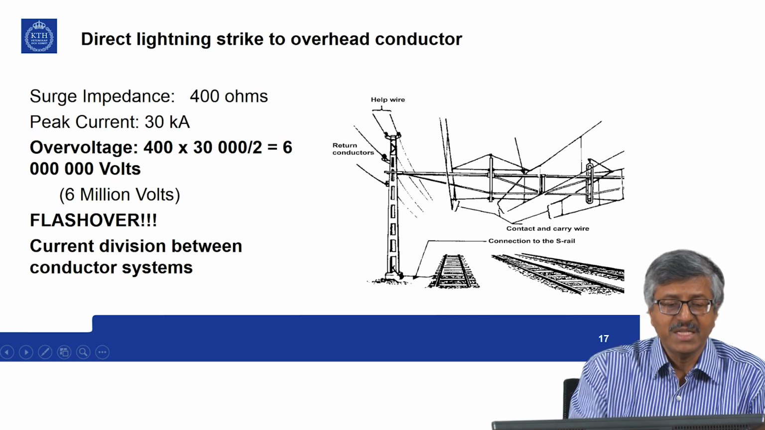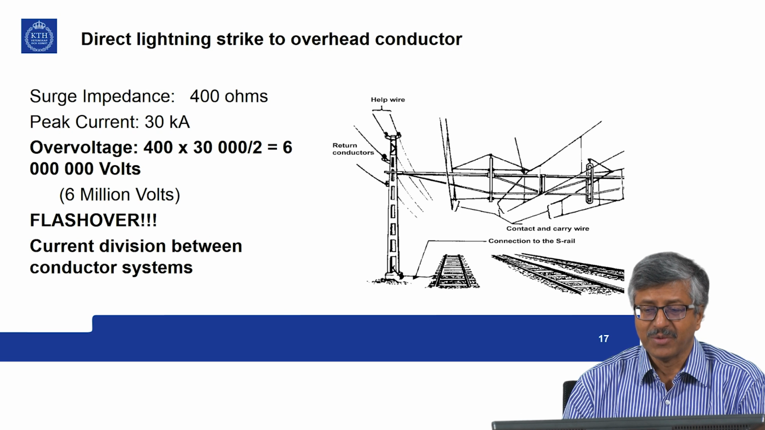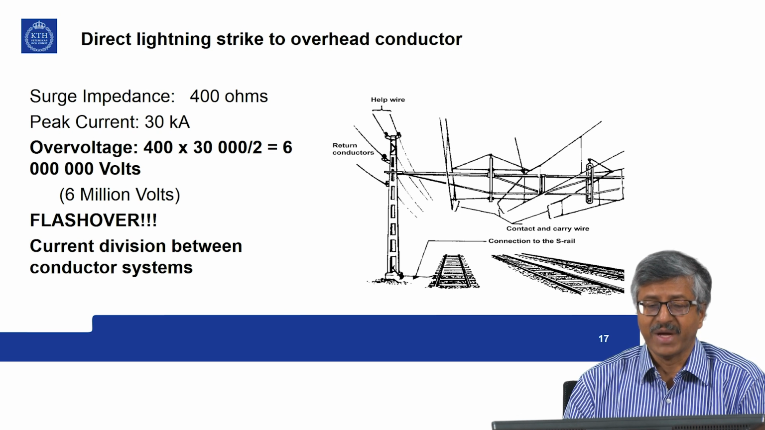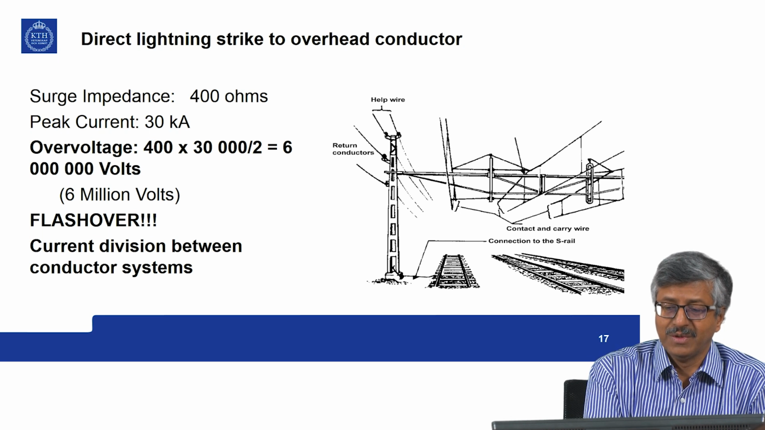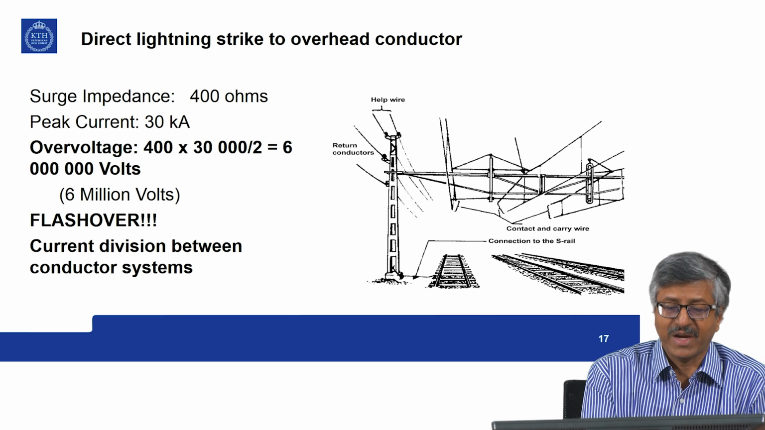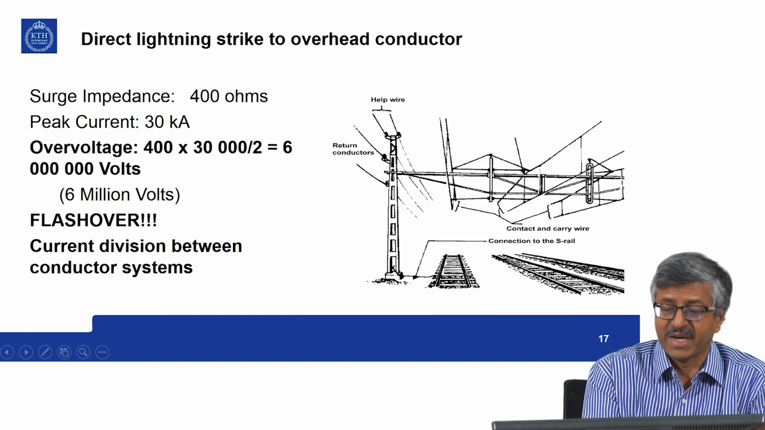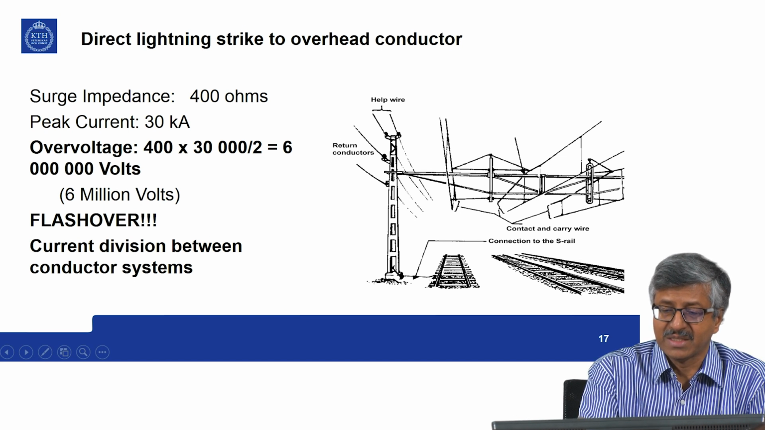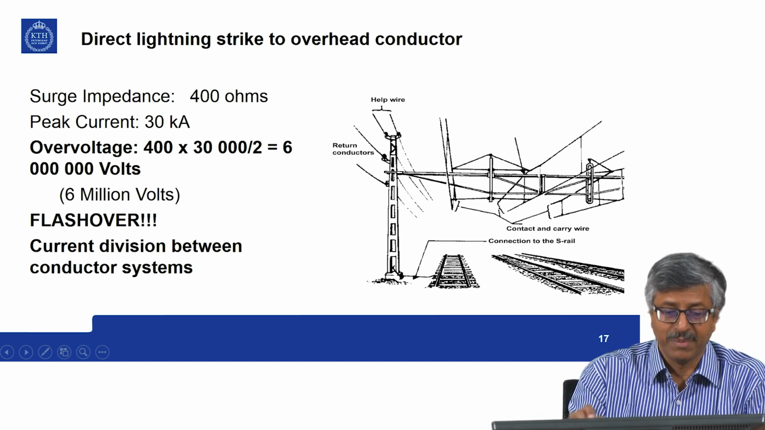So, it can reach up to 6 million volt, but of course, before that it will start flashover. So, you will never measure 6 million volt because it is already flashing over, and there will be current division between different conductor systems. So, lightning currents can get in here, flash over to the other wires, and go all over the place.